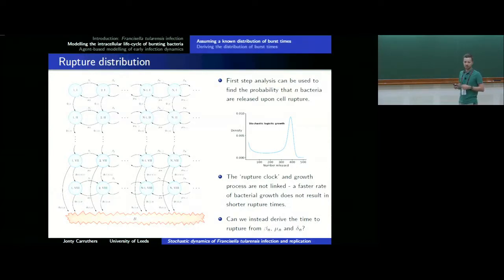And so if we want to know how many bacteria are being released when this cell ruptures, all we need to do is look at which level, or which column, we're entering state B from. So you can use first step analysis to get this. And you can do this for general rates. This plot is showing you, if you define your betas and your mu's so you have a stochastic logistic growth process, you will get a distribution like this. You get this bimodal shape where it's possible to release just a few bacteria on rupture, or you could release a few hundred.